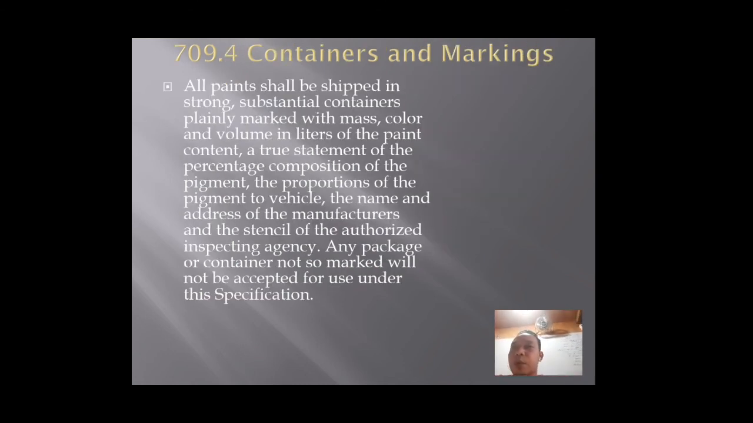Sub-item 709.4 about the containers and markings. So all paints shall be shipped in strong, substantial containers plainly marked with mass, color, and volume in liters of the paint content. So a true statement of the percentage composition of the pigment, the proportion of this pigment to vehicle, the name and the address of the manufacturers, and the stencil of the authorized inspecting agency. So any package or container not so marked will not be accepted for use under these specifications. So we need to have markings in all the containers that we're going to use.